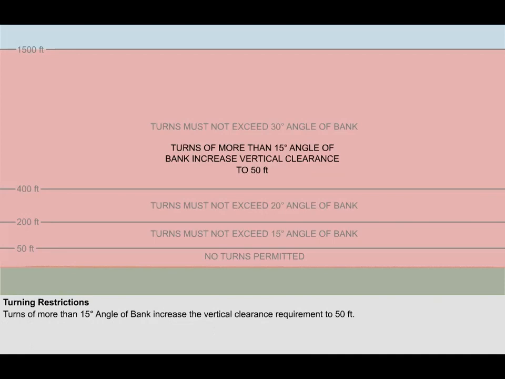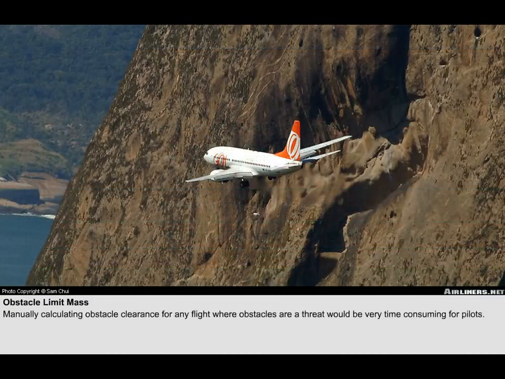If any turn of more than 15 degrees is required at any point in the takeoff flight path, then the vertical clearance is increased to 50 feet instead of 35 feet. Manually working out the obstacle clearance capability of the aeroplane could take a long time, since there are so many points to bear in mind, and the calculation itself is quite lengthy.